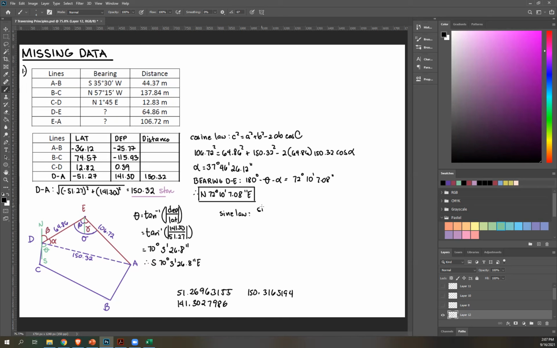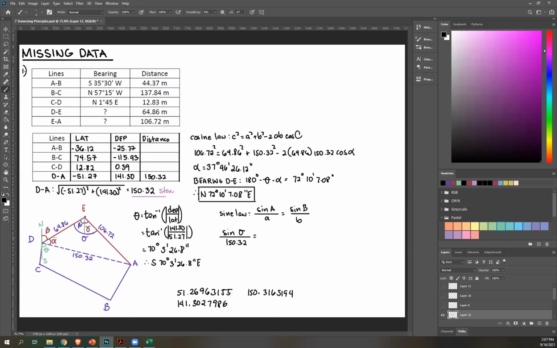That's just sine A over length A equals sine B over length B. So let's do that. I need sigma. So sine sigma over the opposite length, so that's 150.32 equals.